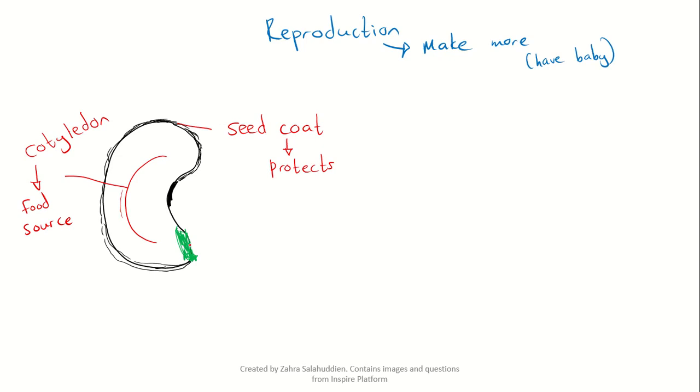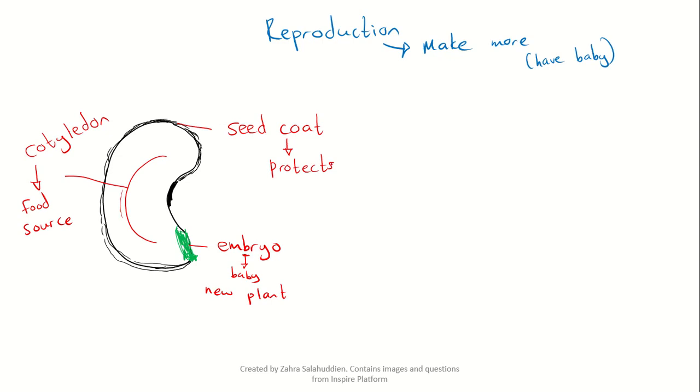And what is the embryo? The embryo is this little thing. The embryo, it is the baby, the new plant. The new plant will grow from the embryo. So an embryo grows into a new plant. What gives it the food to grow is the cotyledon, the whole inside section. And what keeps it safe is the seed coat. These are the three main parts of the seed. And it is used for reproduction to make new plants.